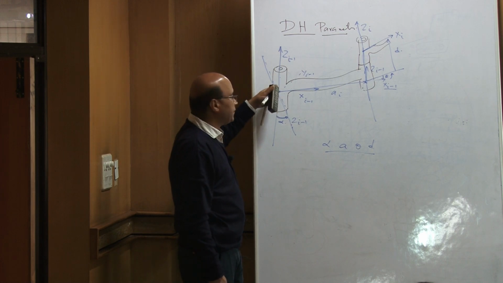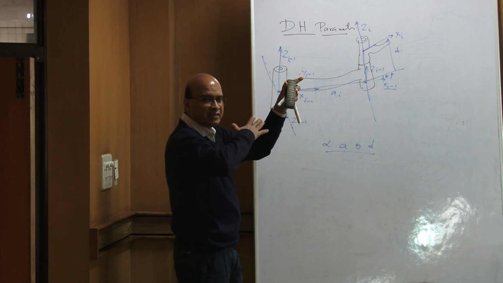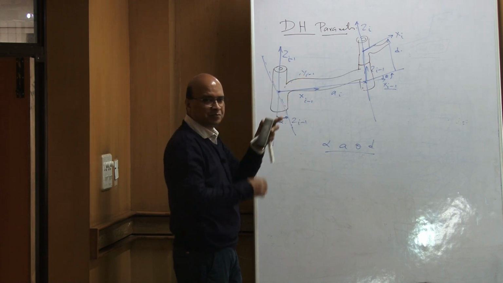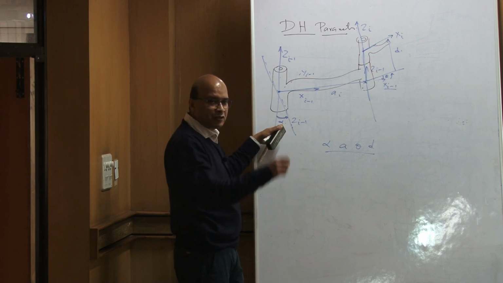If you do not rotate and make them parallel in 3-dimensional space, you will not be able to find a distance. So first you have to make it parallel, because you can move.